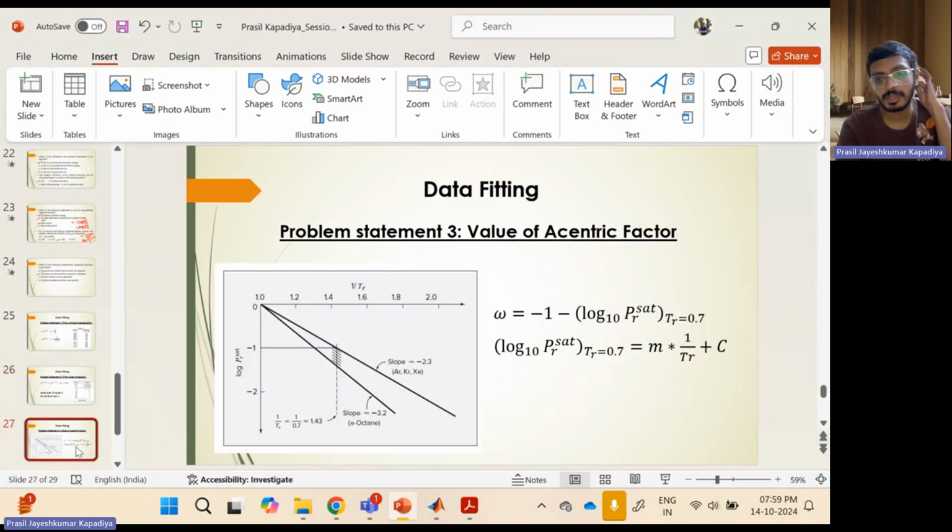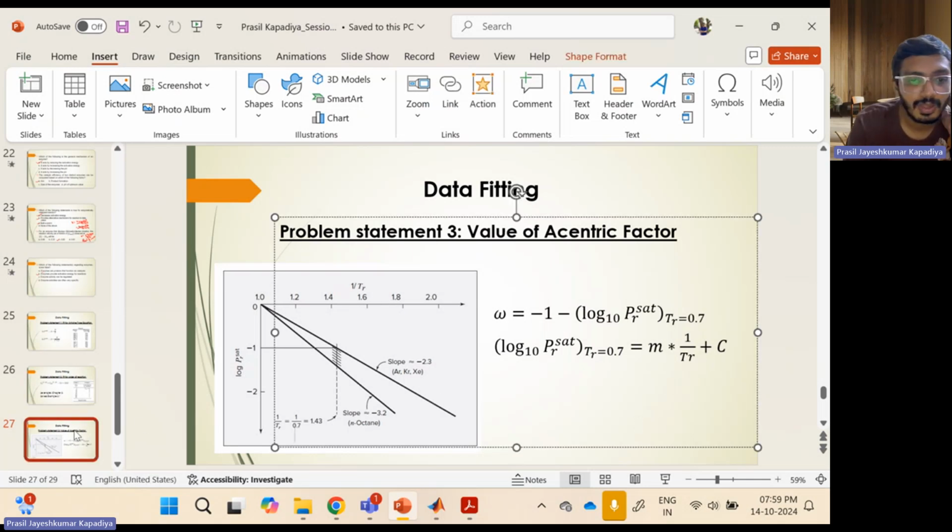Okay, so this is about problem 2. Okay, we have one more problem. We'll solve this because this is the last class. So how is the eccentric factor defined? Eccentric factor omega is equal to -1 minus log 10 PR sat at TR is equal to 0.7. So my equation will be log base 10 PR sat at TR is equal to 0.7. If you see this, log PR sat versus 1 by TR, one will be slope and one will be intercept. Correct?